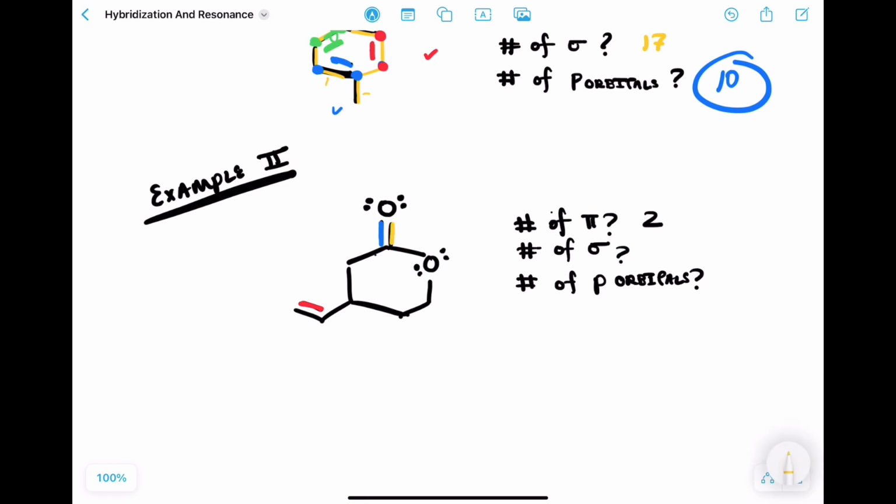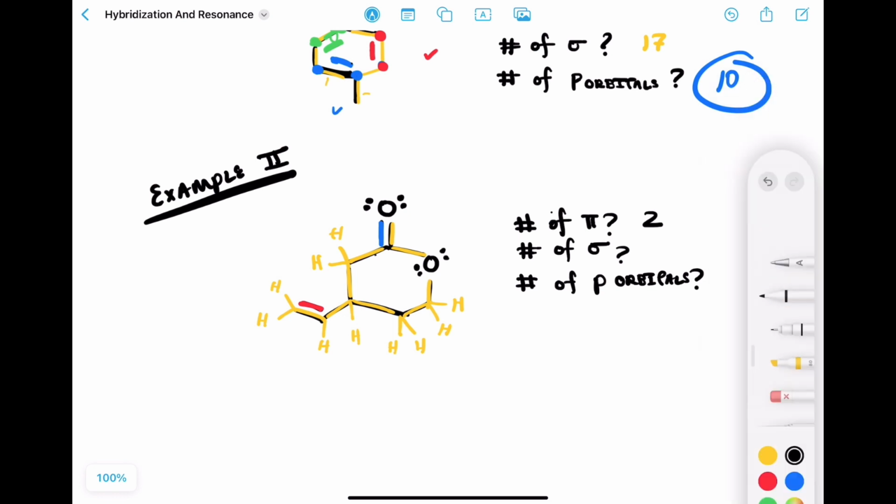So that's 1, 2, 3, 4, 5, 6, 7, 8, 9. And then now we have to draw the implied hydrogens. 10, 11, 12, 13, 14, 15, 16, 17, 18, 19. So all these yellow are going to be also sigma bonds. And so we're going to have 19 total sigma bonds.